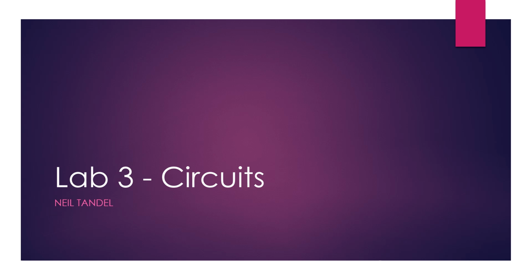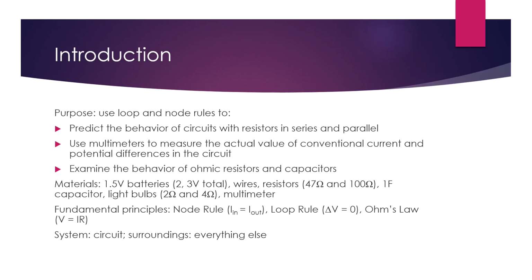Hi everyone, this is my video lab report for Physics 2212 Lab 3 circuits. The purpose of this lab is to use the loop and node rules to predict the behavior of circuits with resistors in series and parallel, along with using multimeters to measure true values of conventional current and potential differences in the circuit, and examining the behavior of ohmic resistors and capacitors.